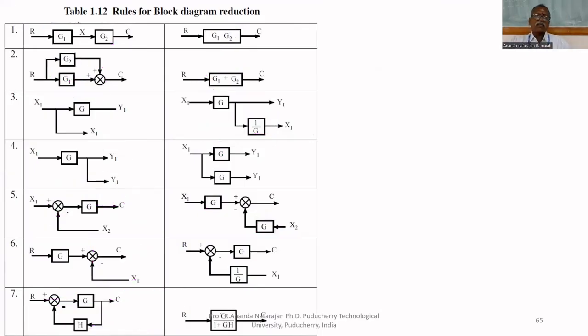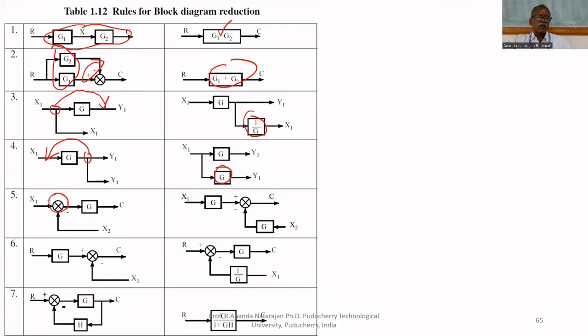If the blocks are cascaded, you can multiply them. If the blocks are parallel, both are summed together: G1 plus G2. If you want to move the takeoff point from here to here, divide by G. If you want to move the takeoff point from here to here, multiply by G.